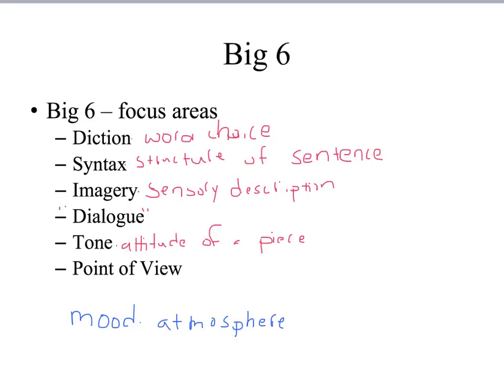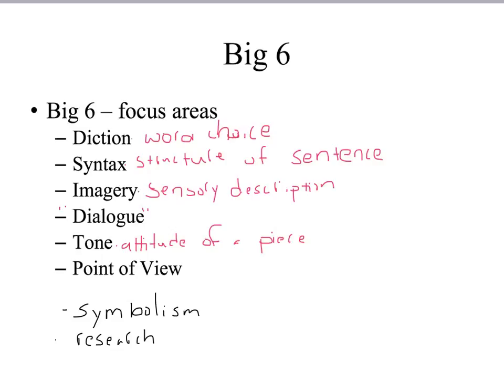In addition to these big six, when we're doing Cornell notes for our levels of analysis, we are also, on occasion, going to start looking for symbolism, which we'll talk more about at a later point in time. And then other times, we'll just use our levels of analysis to conduct research. And we'll maybe research a place or a word or why something was said the way that it was. And so all of these things can show up in our Cornell notes.